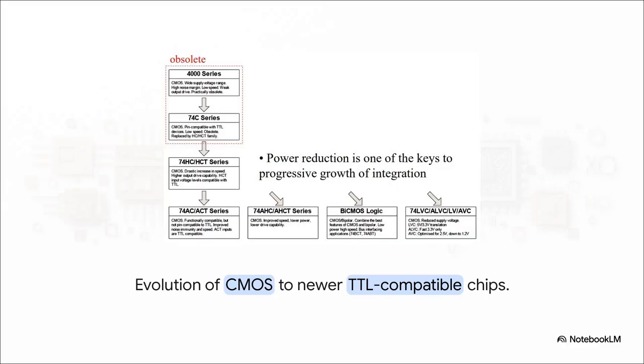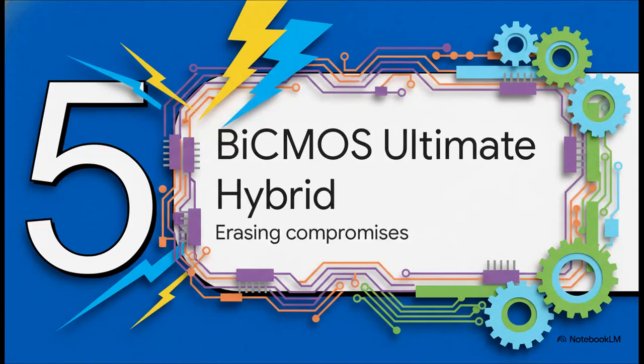a second. Because the tech world was already running heavily on the 7400 TTL standard, engineers had to make CMOS play nice. Following this flowchart, you can see how the original 4000 series actually evolved into the 74C and 74HC lines. Why? Specifically to become pin and voltage compatible with older TTL systems. They drastically increased the speed and fixed the output drive capabilities so you could pull an old, power-hungry TTL chip right off a board and drop a highly efficient CMOS chip right in its exact place. A total game changer.